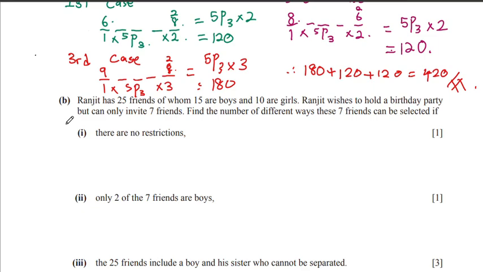Alright. Raji has 25 friends, of whom 15 are boys, 10 are girls. Raji wishes to hold a birthday party but can only invite 7 friends. Find the number of different ways these 7 friends can be selected, which means that it has to be a combination when there are no restrictions. Imagine this. So, does the order matter?